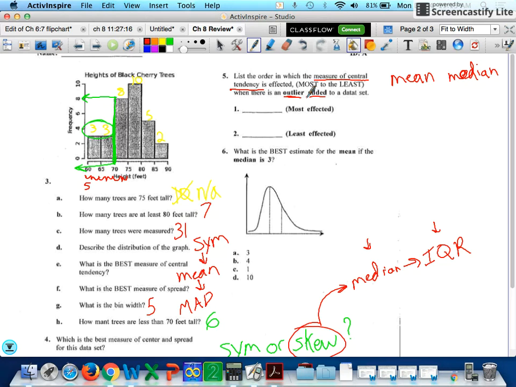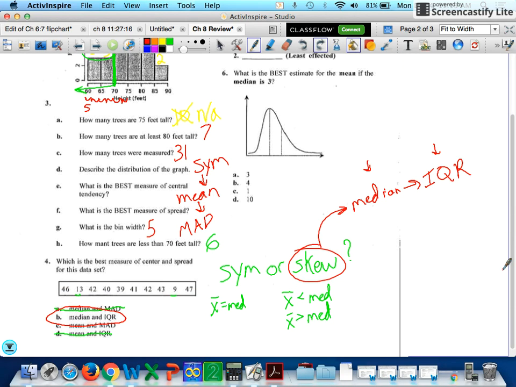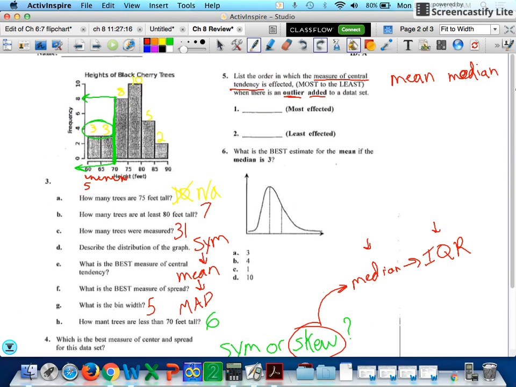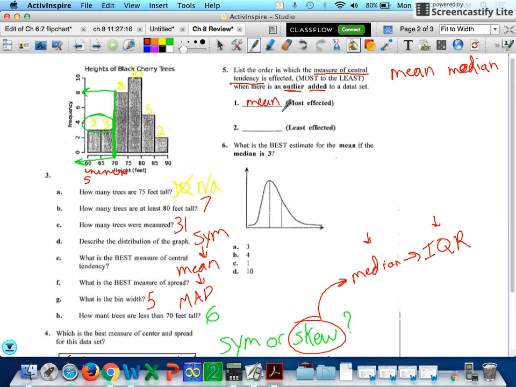Think about median, on the other hand. Median's pretty stoic. If we were trying to find the median of this data set from the last problem, the first thing we do is get rid of 9 and 47, our lowest and highest numbers, followed by 13 and 46, our next lowest and next highest. And you see that with median, we've already gotten rid of those outliers. So median is not affected by outliers very much, whereas mean is. In other words, our most affected would be our mean, and our least affected would be our median.